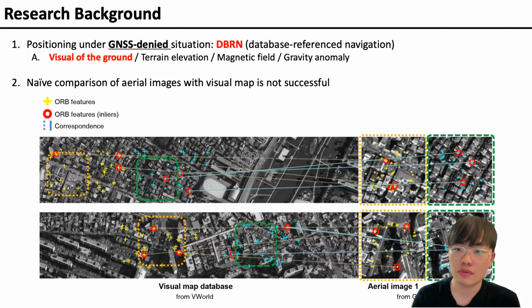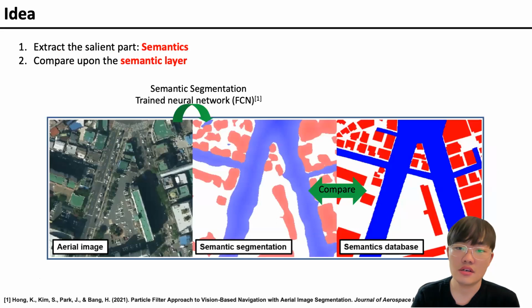However, since the map was built in the past and feature extraction depends heavily on the shooting conditions, naive comparison of aerial images with visual map, such as Google Map, tends to fail. So the basic idea here is to raise the level of comparison up to the semantics, such as buildings and roads, included in an aerial image.